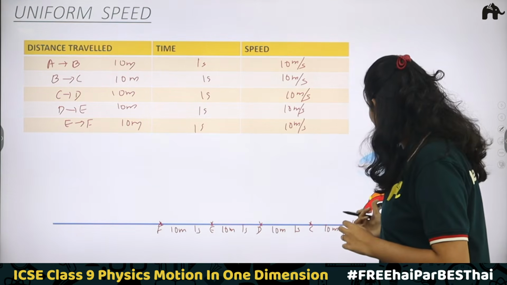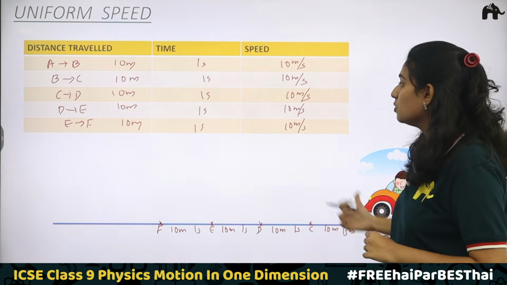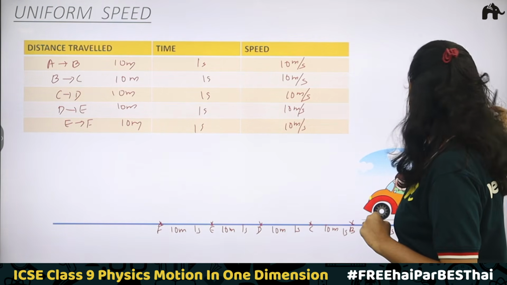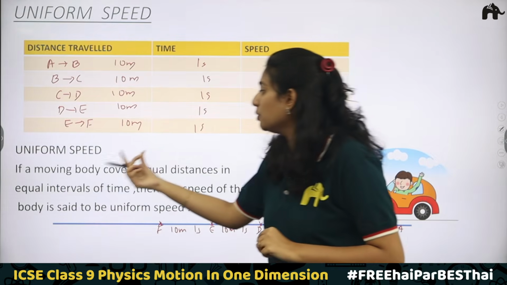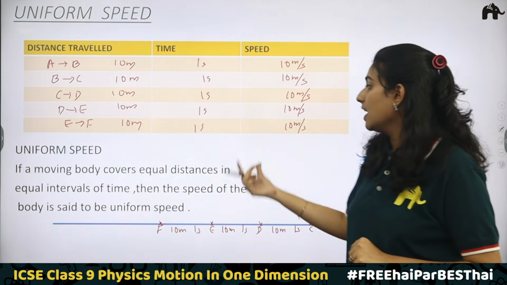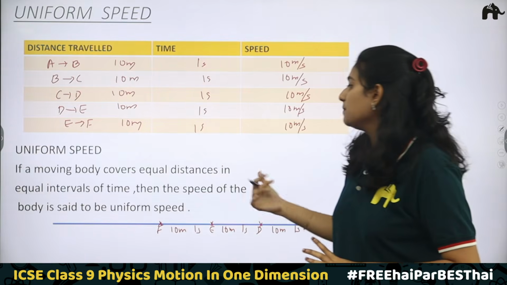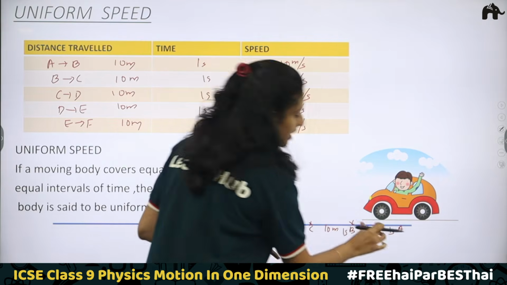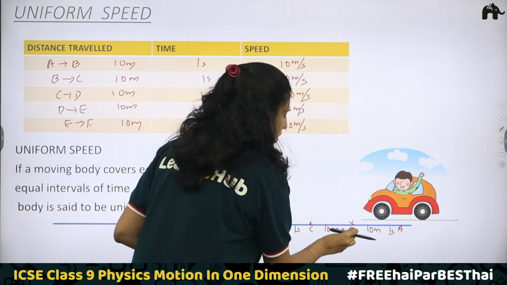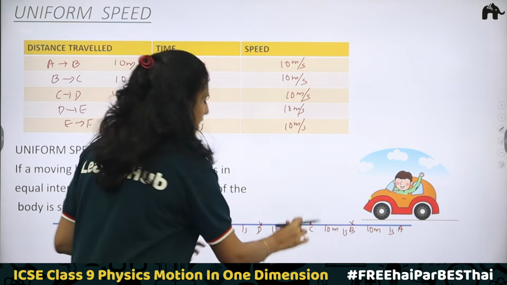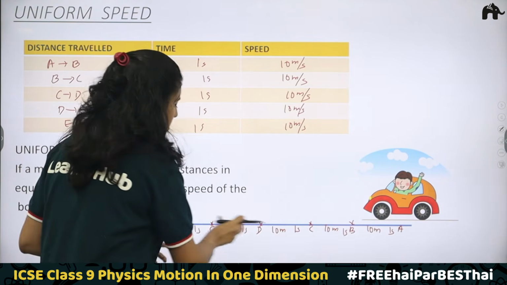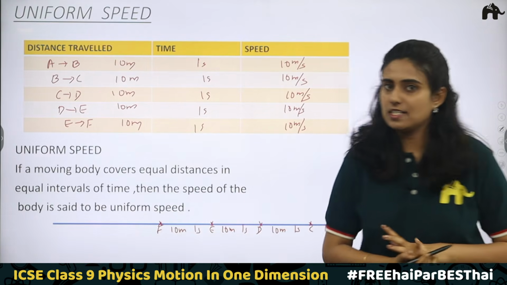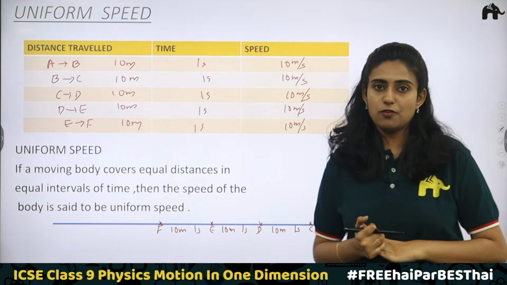The car is moving at 10 meter per second. It is not changing. So we can define uniform speed as: if a moving body covers equal distance in equal intervals of time, then the speed of the body is said to be uniform speed. So here equal distances, 10 meter, are travelled in 1 second. In each next interval of time, again 1 second, 10 meters. So equal distances are travelled by the body in equal intervals of time. Then the speed is said to be uniform speed.